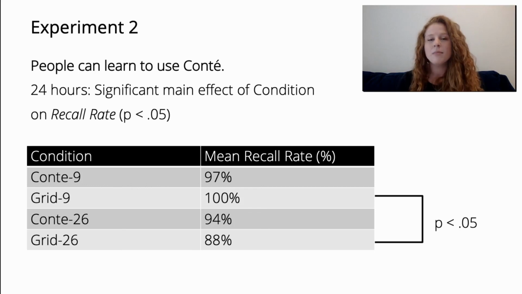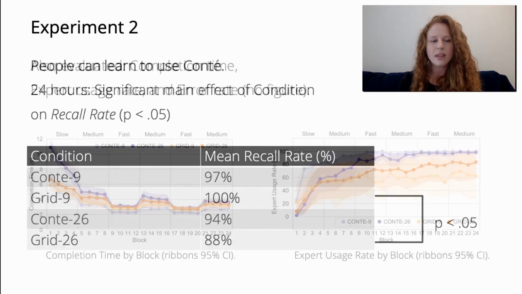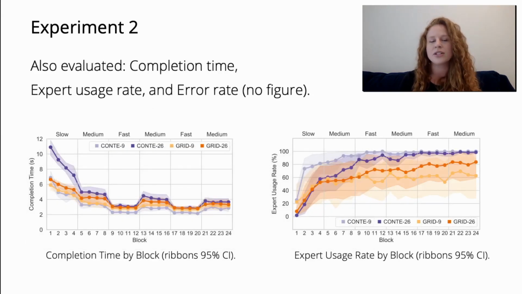are really high. But we did do a power analysis to see how much of an effect we could have measured, and we have enough statistical power to have found a medium to large effect if one existed. So this says that if there is a difference between Conte and grid, it can only be a small difference. In the paper, we also discussed completion time, expert usage rate, and error rate during the training blocks.